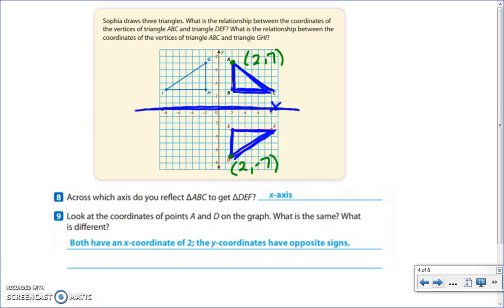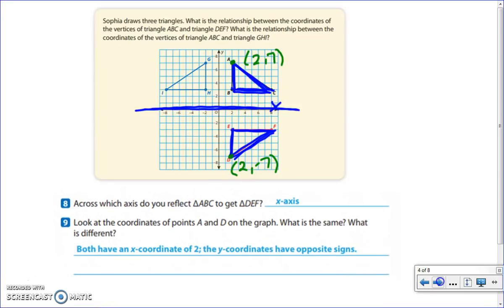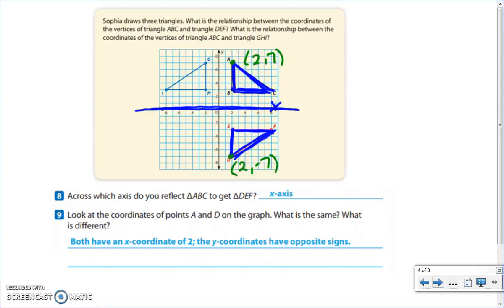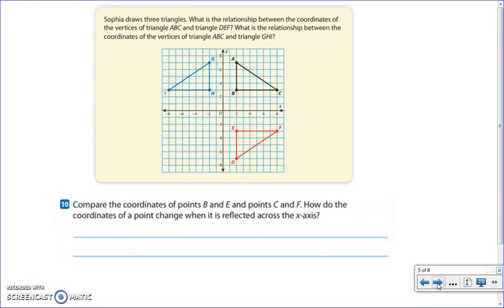So both x-coordinates are 2. The y-coordinates have opposite signs. They are also the same distance from the x-axis, just in a different direction. So let's compare the coordinates of point B and E and point C and F. How do the coordinates of a point change when it is reflected across the x-axis?